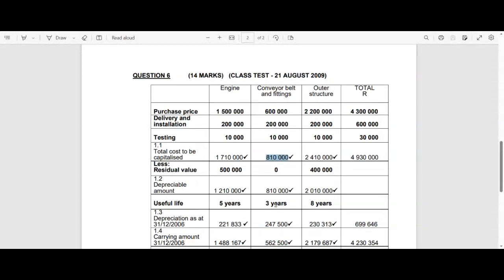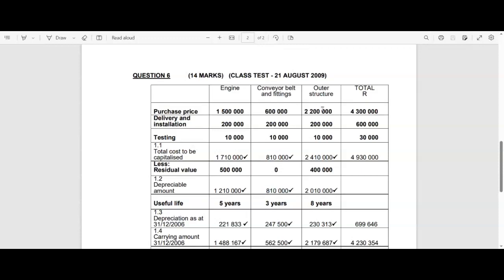We're not going to be able to sell it even for 1 rand, right? So it's going to be worthless to us. So that means, in turn, ladies and gentlemen, that whole cost is going to be consumed by us during the 3 years that we are going to be using it.